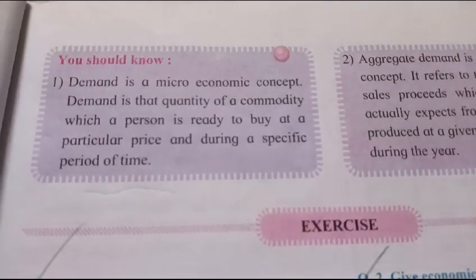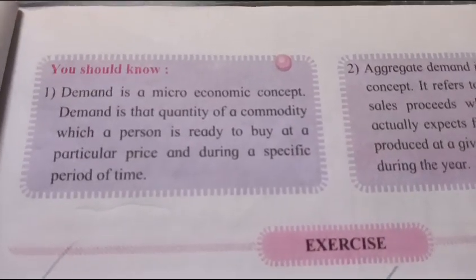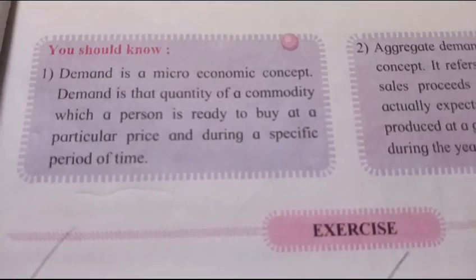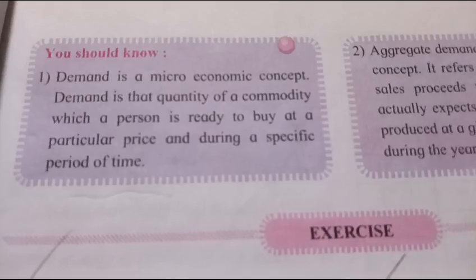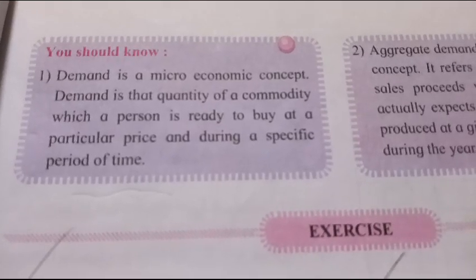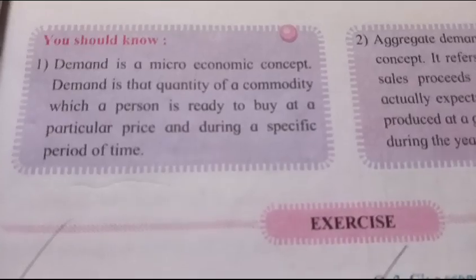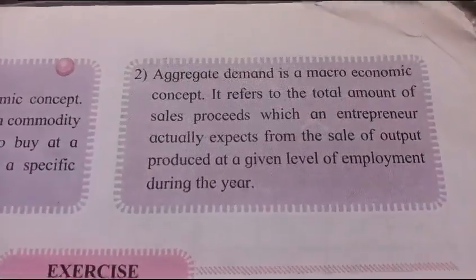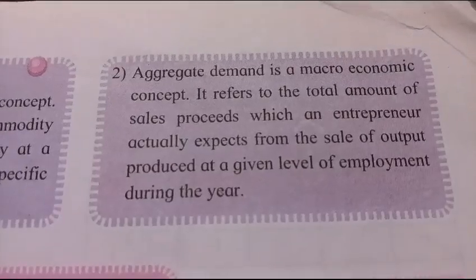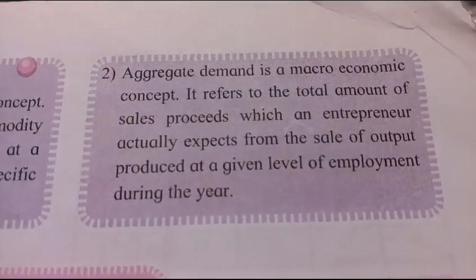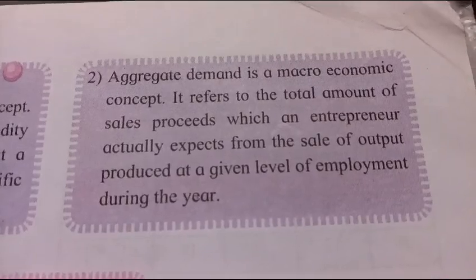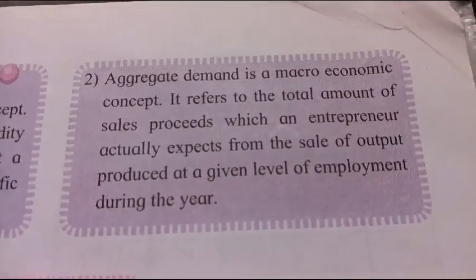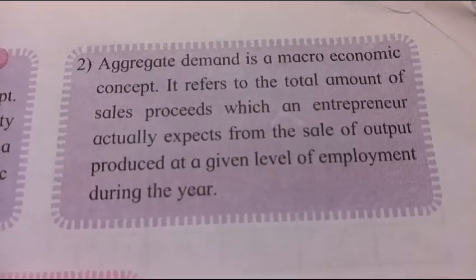You should know. First, demand is a microeconomic concept. Demand is that quantity of a commodity which a person is ready to buy at a particular price and during a specific period of time. Second, aggregate demand is a macroeconomic concept. It refers to the total amount of sales proceeds which an entrepreneur actually expects from the sale of output produced at a given level of employment during the year.